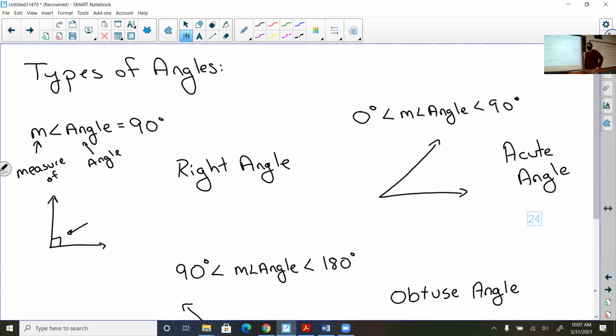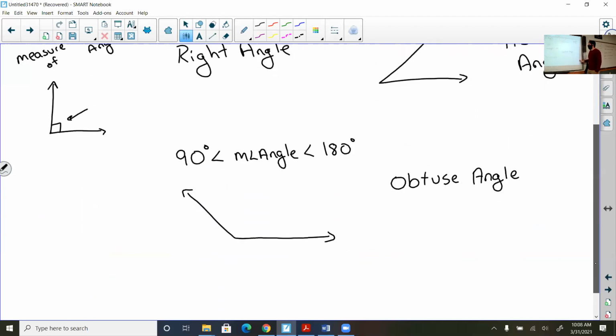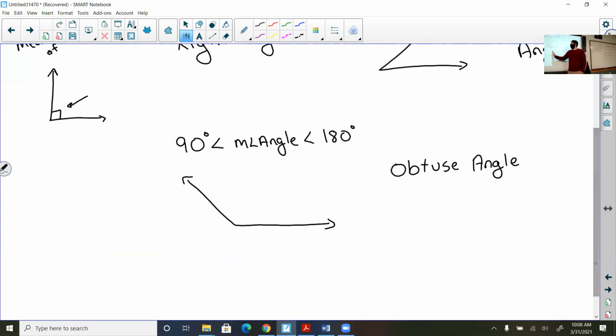And we have three different types of angles. We have a right angle whose measure is equal to 90 degrees. We have an acute angle whose measure is greater than 0 but less than 90, and an obtuse angle that is greater than 90 but less than 180. That is all the information that you need for the homework tonight.